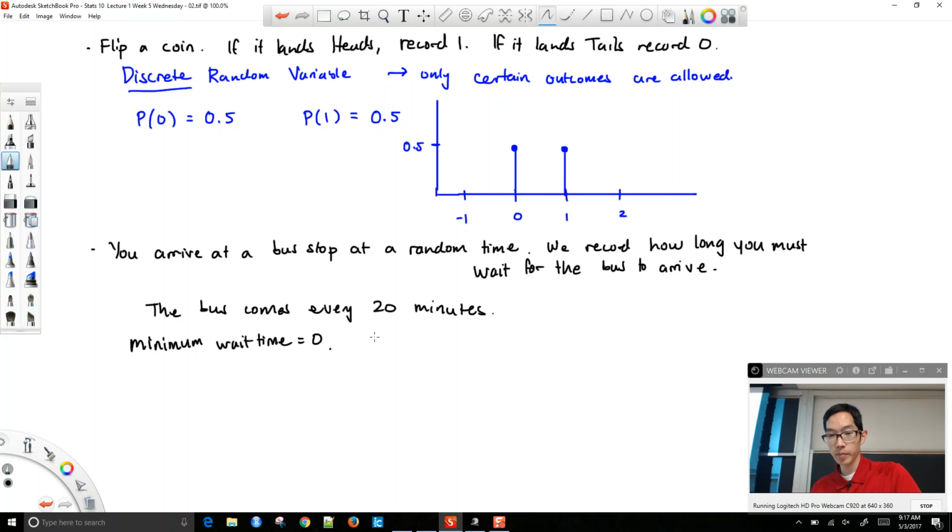time? Our max wait time would be 20, right? And every value in between 0 and 20 is equally likely, right? Do we agree with that? If we're just arriving at a random time, every value between 0 and 20 is equally likely.